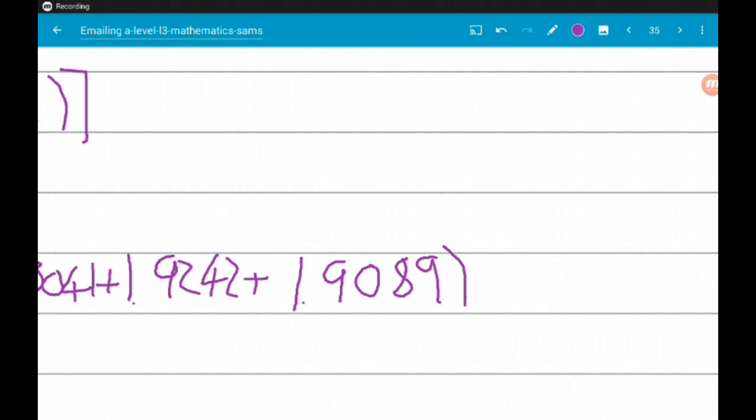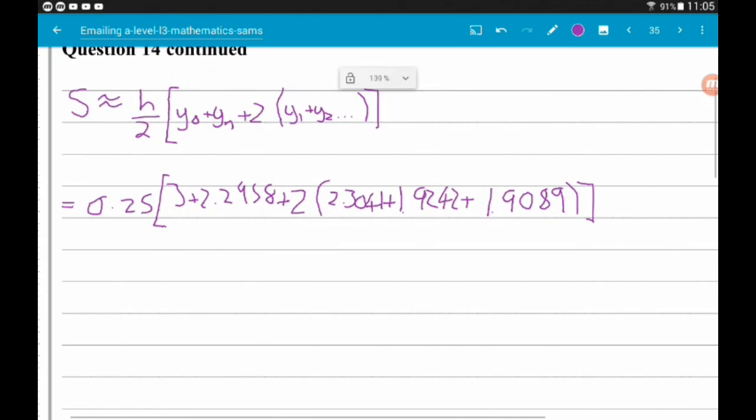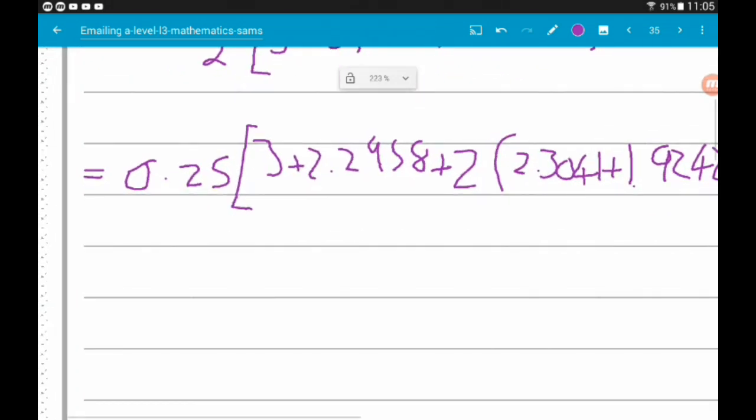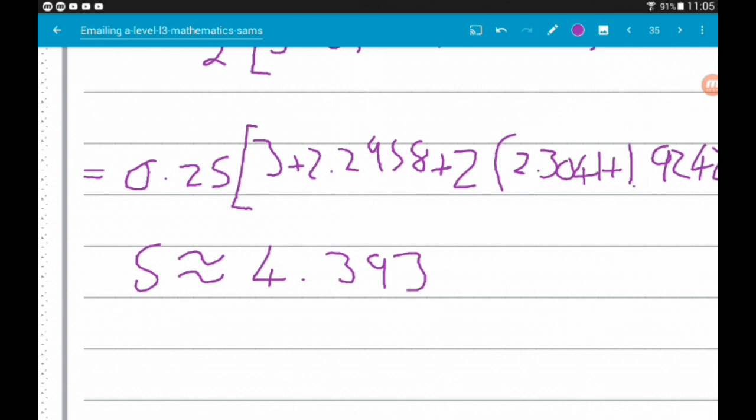Okay, check that all in your calculators, and we should get S is roughly equal to 4.393 to 3 decimal places. Cool.